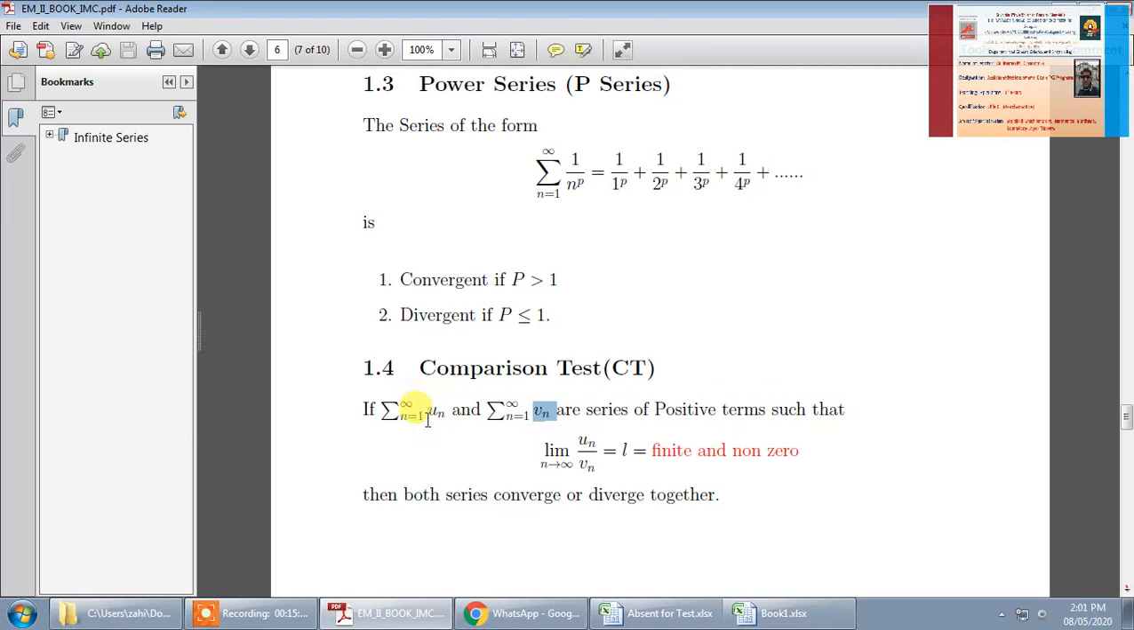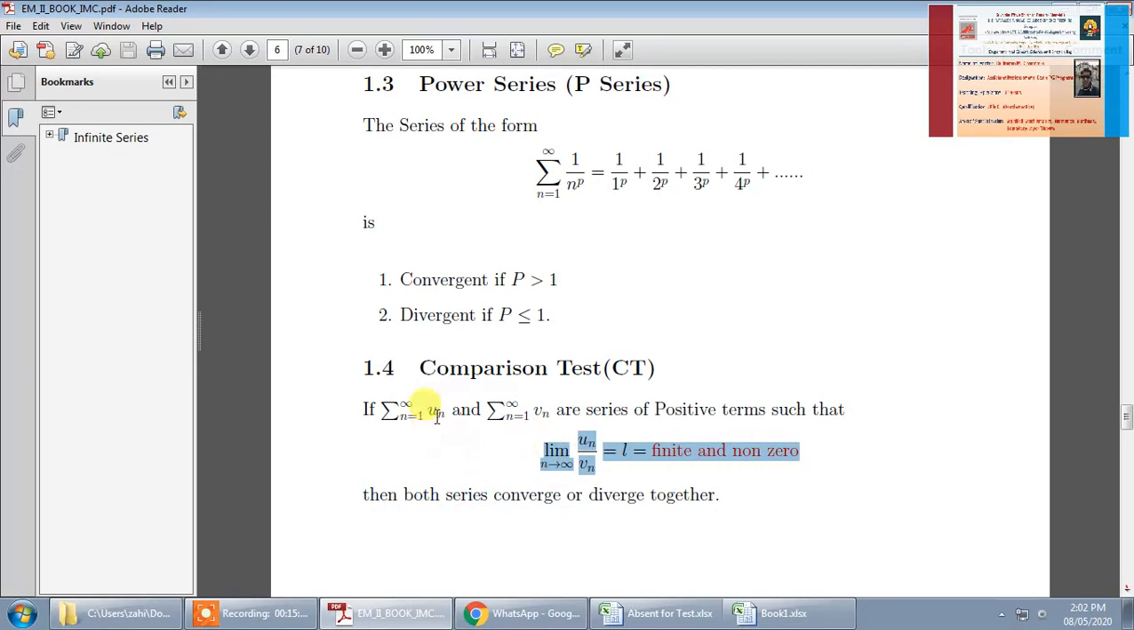Suppose these two are series of positive terms such that the nth term of the first series divided by the nth term of the second series, its limit as n tends to infinity, is equal to L, a finite value not equal to 0. Then both series, summation u_n and summation v_n, converge or diverge together. What is the meaning of that? If one is convergent, the other also will be convergent. If one is divergent, the other also will be divergent if this condition is satisfied.